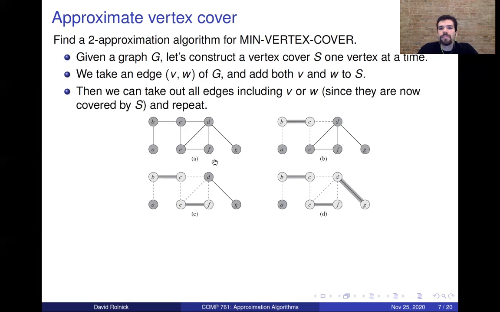Now we find another edge in the graph, not one of the ones we took out. Let's pick this one. So this one we now add, and we add both of these vertices to our set S. We take out all the edges connected to either one of those new vertices, E or F. And we repeat. And here we find another, there's only one more edge left in the graph now, so we take that one.